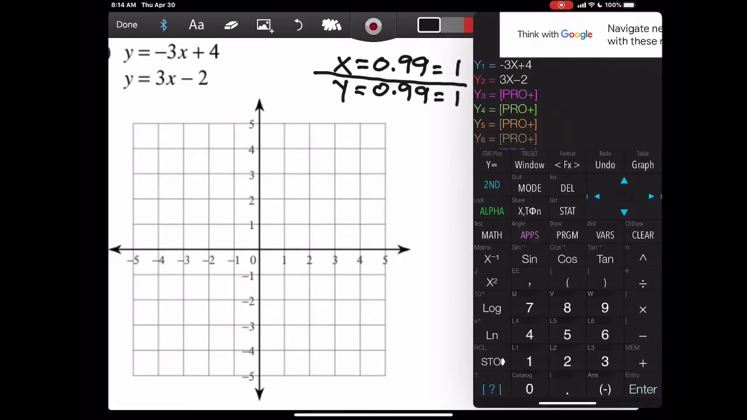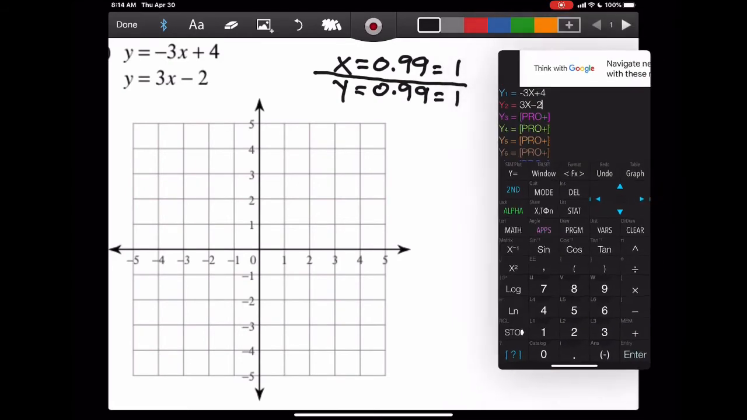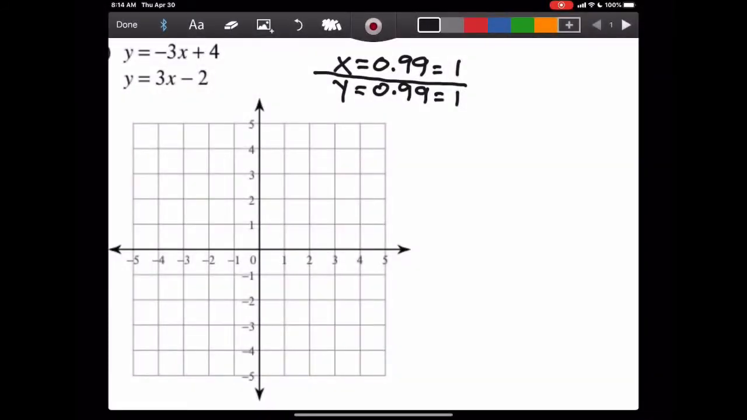If you're using the calculator that you downloaded online, remember the steps. You want to go to y equals, put in your equations y1 and y2, and hit graph.